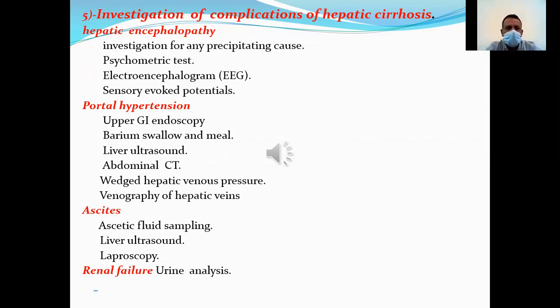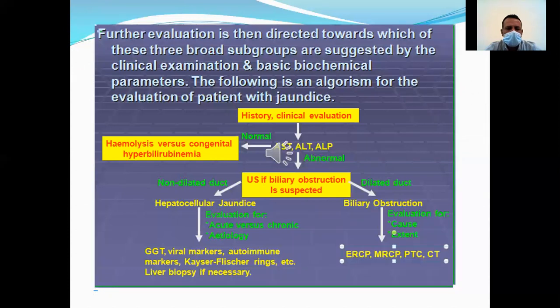So all the lecture, all the talk above can be summarized by this diagram. This diagram shows how to approach the patient with hepatobiliary disease. This is a common question to the student: how to approach hepatobiliary disease, how to approach the jaundiced patient, how to approach the patient who is suspected of liver disease.